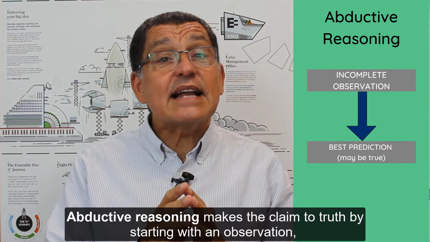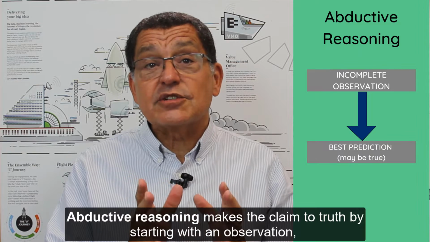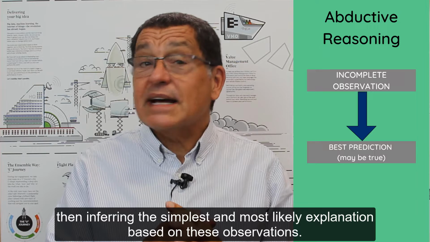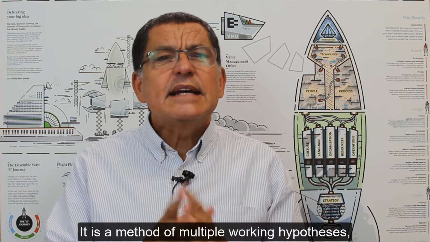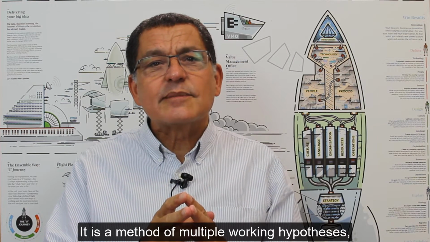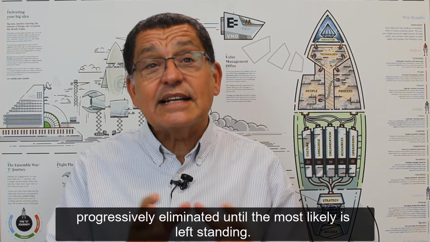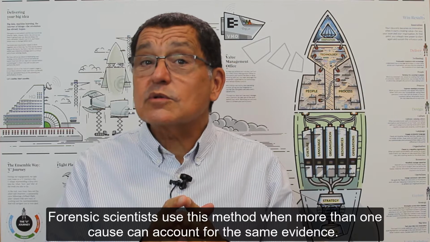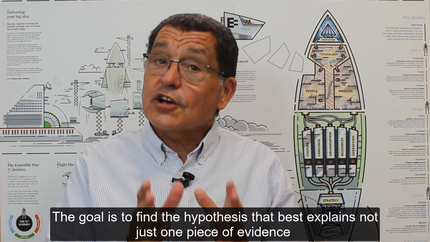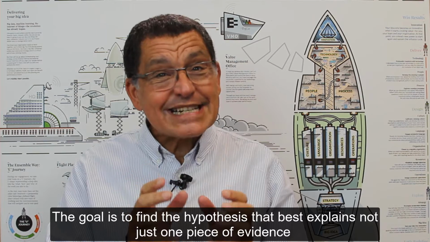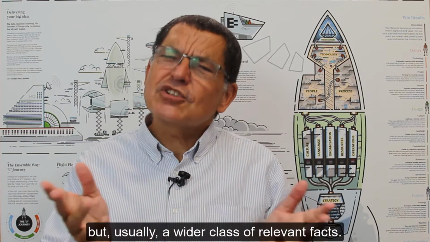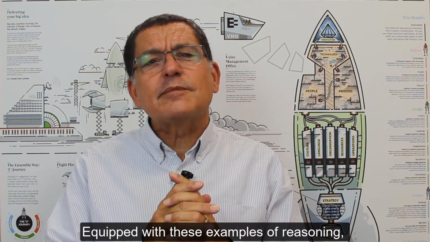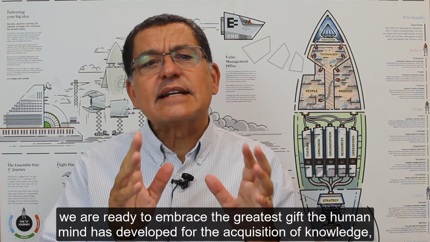Abductive reasoning makes the claim to truth by starting with an observation or set of observations, then inferring the simplest and most likely explanation based on these observations. It's a method of multiple working hypotheses, progressively eliminated until the most likely is left standing. Forensic scientists use this method when more than one cause can account for the same evidence. The goal is to find the hypothesis that best explains not just one piece of evidence, but usually a wider class of relevant facts.